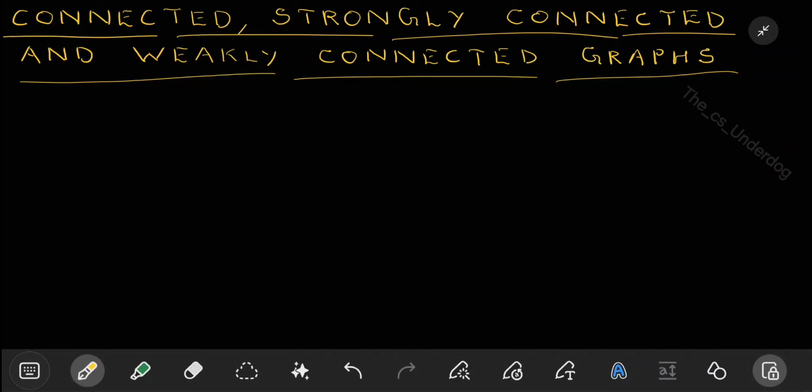Connected, strongly connected, and weakly connected graphs. What is a connected graph? In a connected graph, all vertices should be connected through edges.